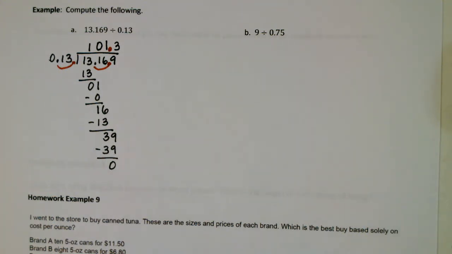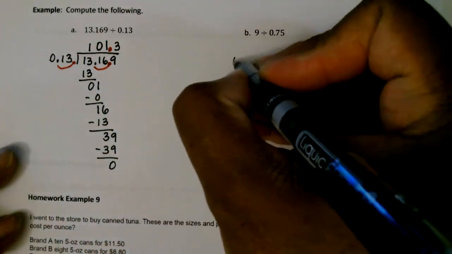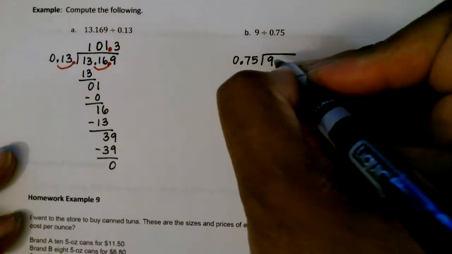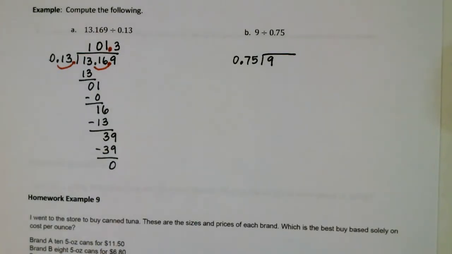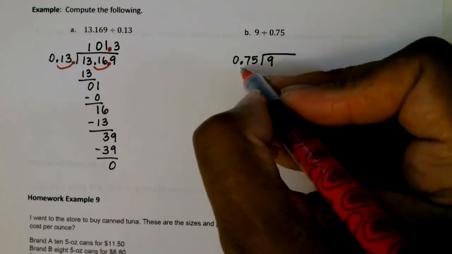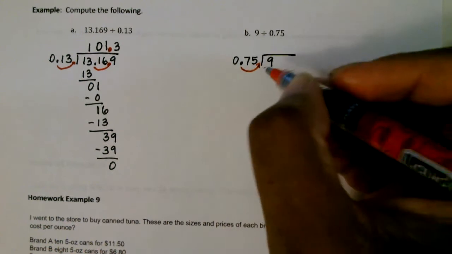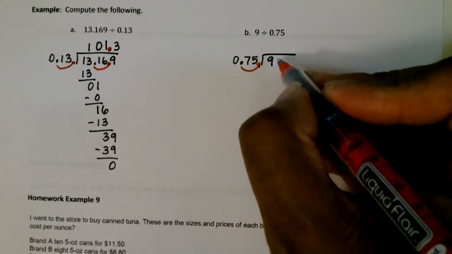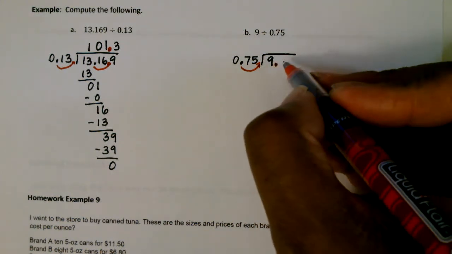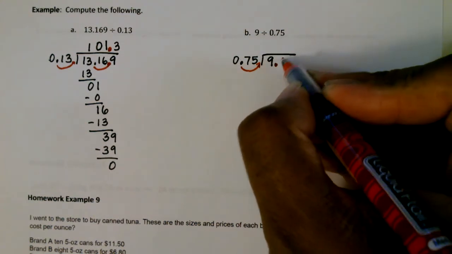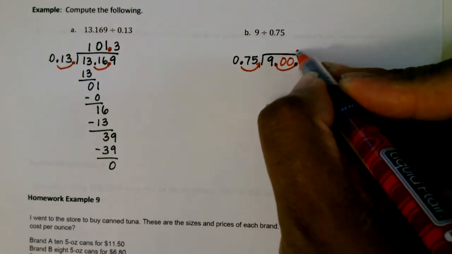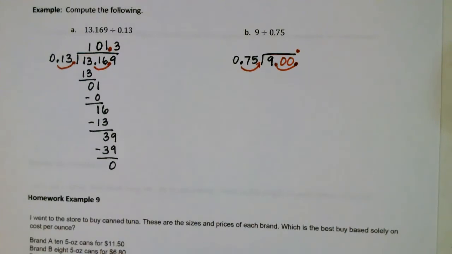All right, let's try this one. 9 divided by 0.75. So my divisor will be 0.75. 9 will be here. Now in this case, to make that divisor a whole number, I need to move this decimal point 2 places to the right. Well, if I'm going to do that, I need to move the decimal point in the 9 2 places to the right. So I need a decimal point here, because that's where the decimal point is understood to be in a whole number. I might have to add 2 zeros here. So I can move that decimal point 2 places to the right. And here's where the decimal point will be in the quotient.